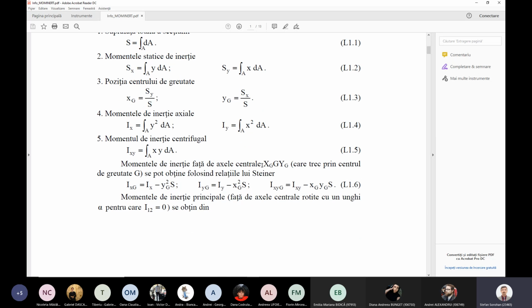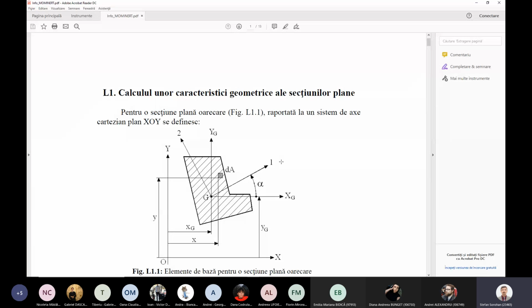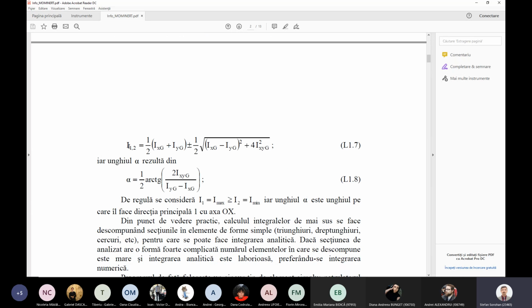And using the Steiner relationship, or the parallel axis theorem, we can obtain the centroidal moment of inertia. And after that, please remember, if the cross section is general, we have two principal axes. For each, the cross product moment of inertia is 0. So I12 will be 0.